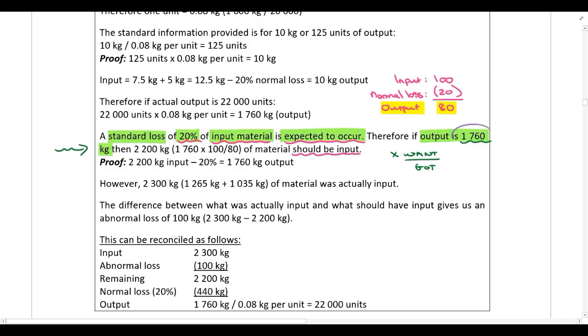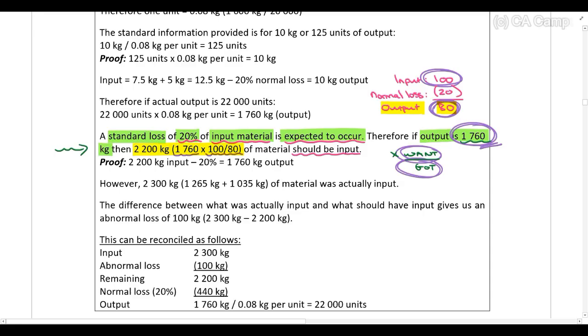What have we got? We know what the output is in kilograms. We've got the output in kilograms, all right? So you take that, the output in kilograms. You multiply by what you want. What do you want? I want what my input is. I'm trying to work backwards to calculate the input. I want the input. So multiply by what you want. Divide by what you've got. What have you got? You've got the output. You were given the output, or we calculated the output. So you've got the output. So calculate or work backwards and calculate what should have been input in order to achieve an output of 1,760 kilograms. All right. And you can see the proof is just below if you aren't happy with the calculation.